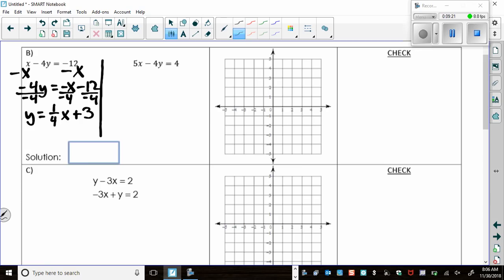Okay, so that's my first one, and I'm going to do the exact same thing on the right side, but with obviously different numbers. This cancels out, so I get negative 4. Oops, let me move that over to the side. Negative 4y equals negative 5x plus 4.